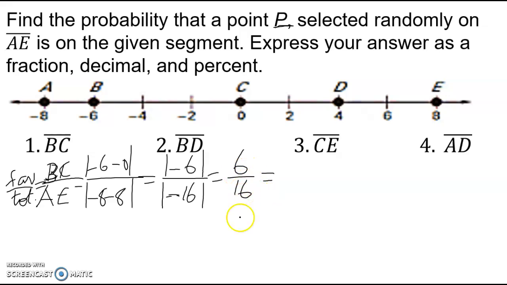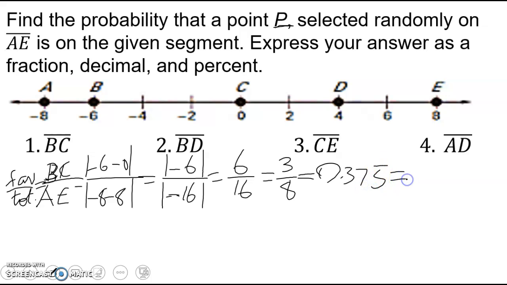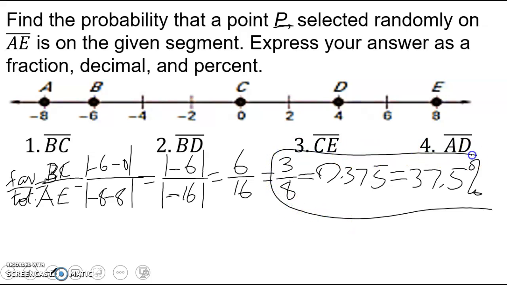Now we can simplify, write them in simplest form. 2 goes into 6 is 3, and 2 goes into 16 is 8. So this is the answer as a fraction. We are asked to write it as a fraction, as a decimal, and a percent. So a little practice: divide that 3 by 8, you get 0.375. And that's the answer in decimal. Multiply by 100, you get 37.5%. So these are the possible ways we can write that probability for number 1.